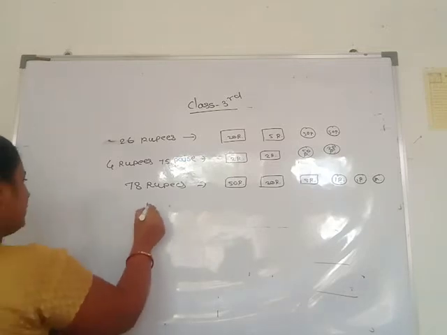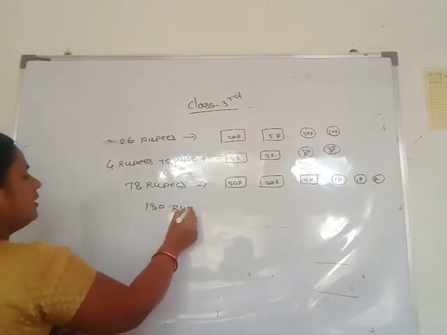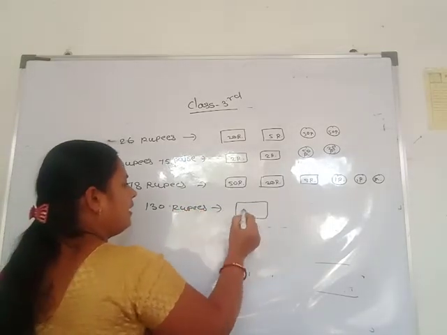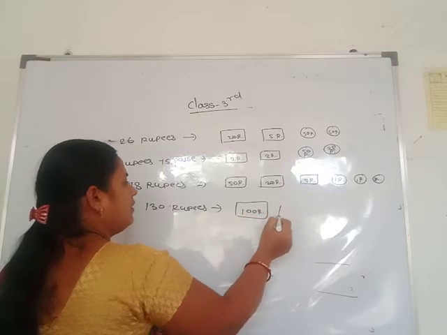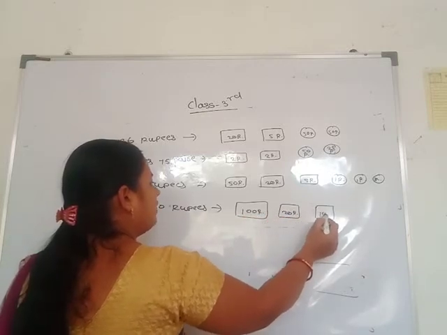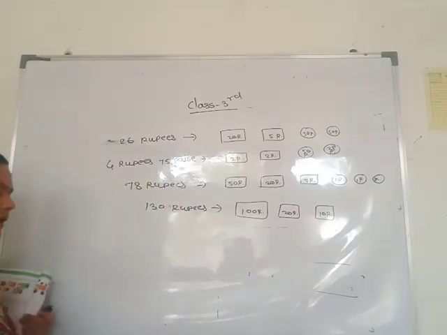Then 130 rupees. For 130 rupees you take a 100 rupees note, then a 20 rupees note, and a 10 rupees note, and the total is 130 rupees.